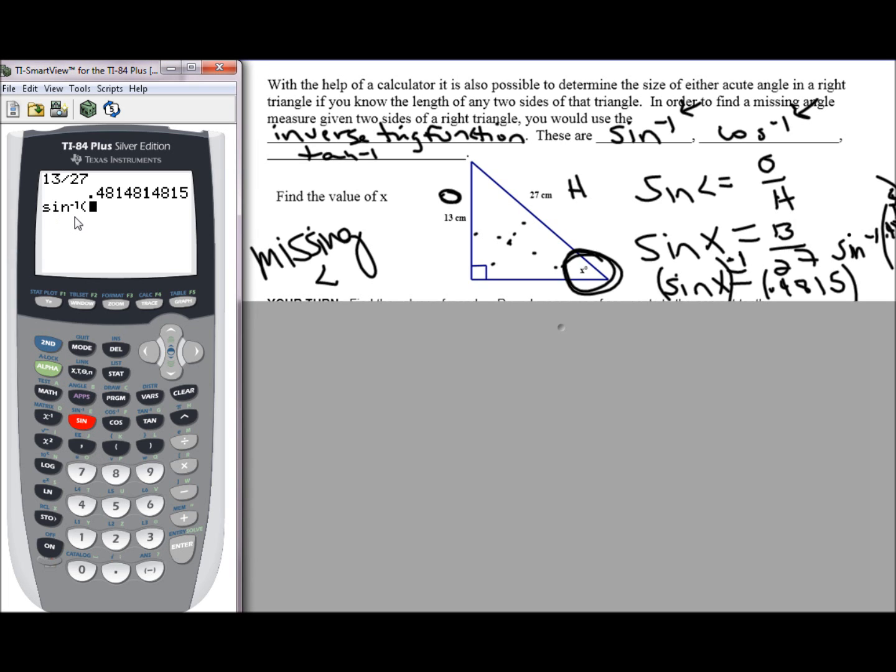See how it says sine to the -1 power? And then this number here, 0.4815. So my angle measure is 28.8 degrees.